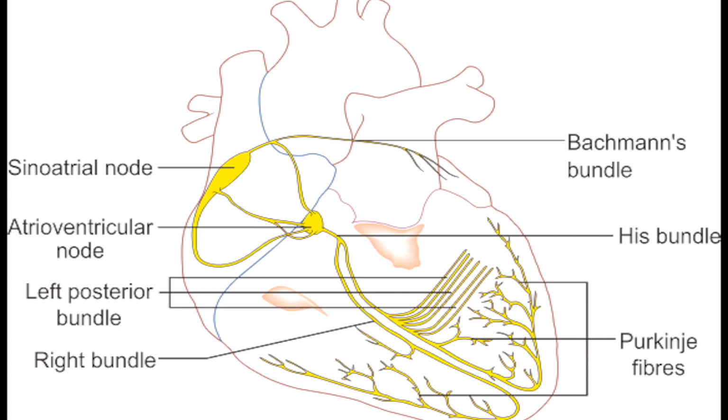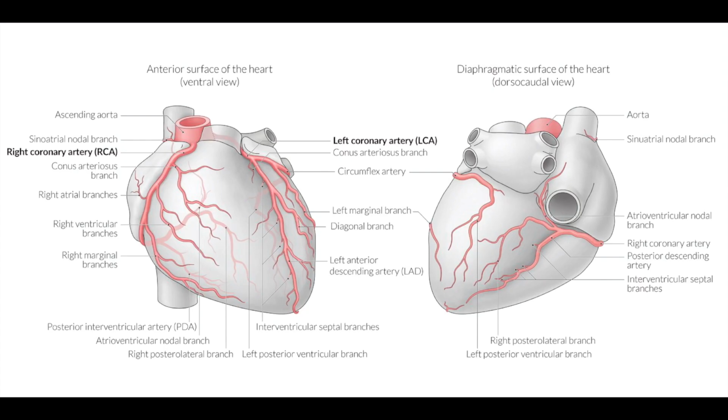in the bundle of His run certain bundles. These fibers run towards the posterior side also. The posterior side usually is supplied by PIVA, so this artery partly supplies the bundle of His.